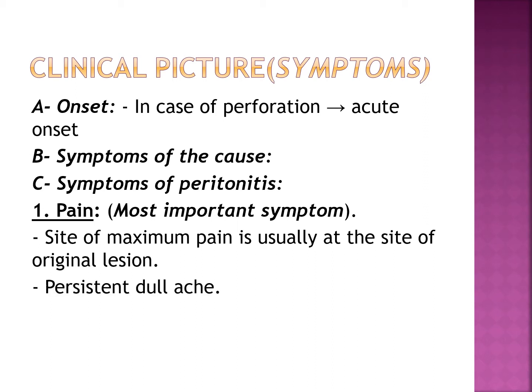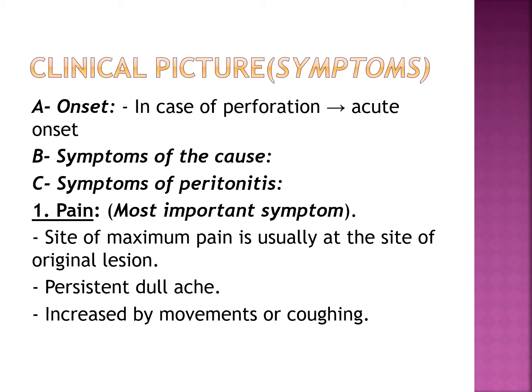And this pain is persistent and dull aching pain, and it is increased by movements and coughing. Why? Because movement and coughing lead to movement of the inflamed organ touching the parietal peritoneum, which is more pain sensitive, leading to increase in the pain. This pain may be severe. So pain is the initial and the most important symptom of acute peritonitis, and it usually signifies the site of the pain that can lead us to the cause of the acute peritonitis.